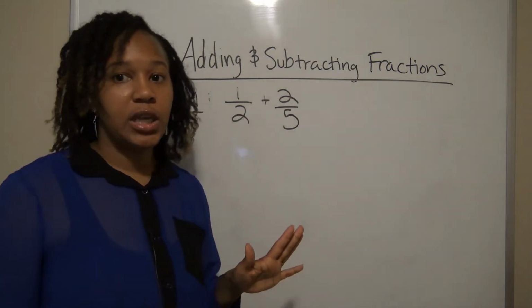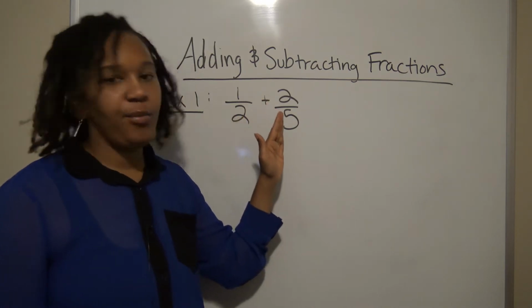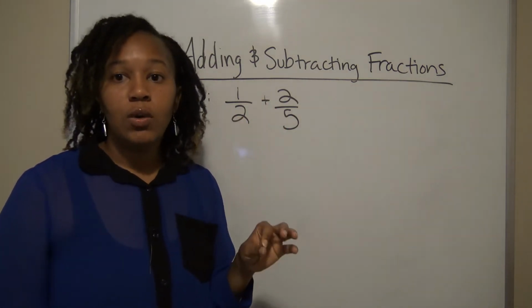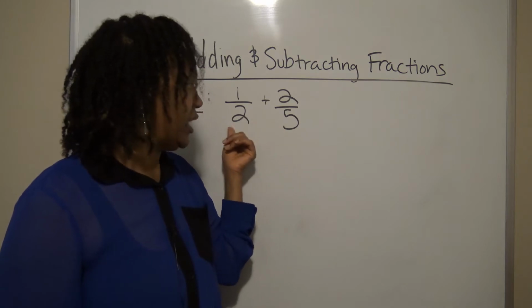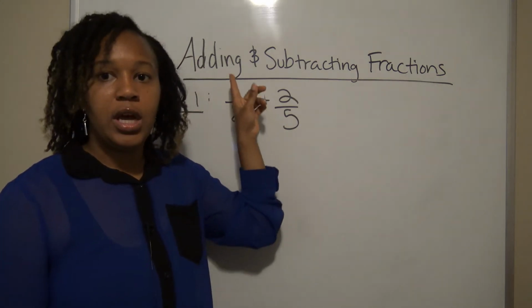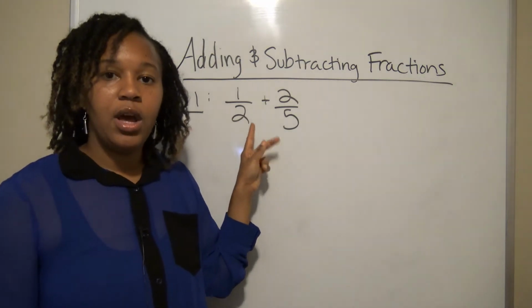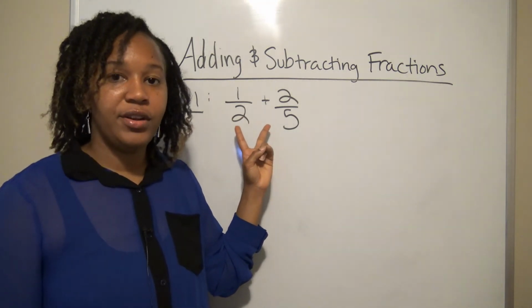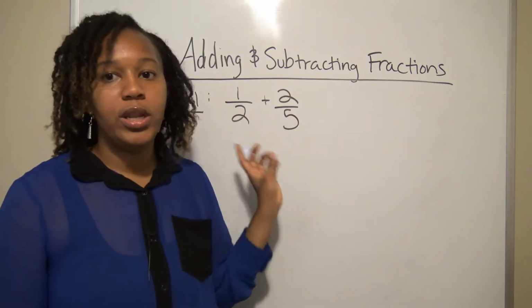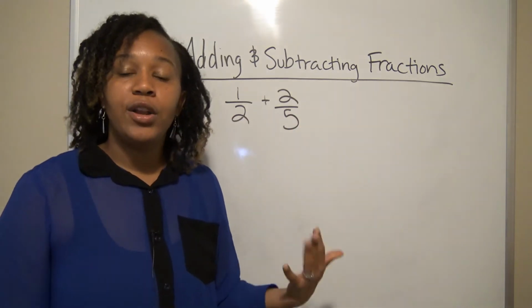For this first example, we want to add 1/2 plus 2/5. So notice that these fractions have different denominators. So remember, the number in the top is called the numerator, the number in the bottom is called the denominator. The denominators are different. If they're different, we cannot add these, so we need to make them the same. Well, how do you make them the same?